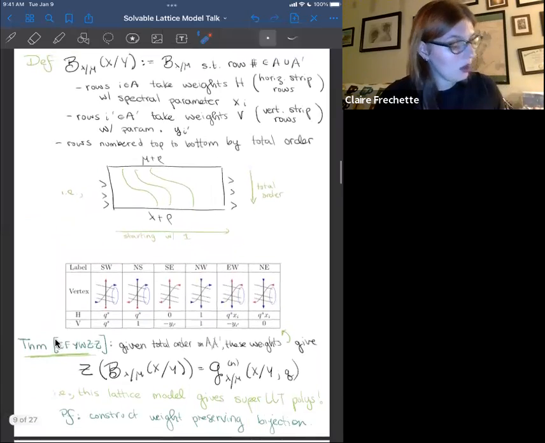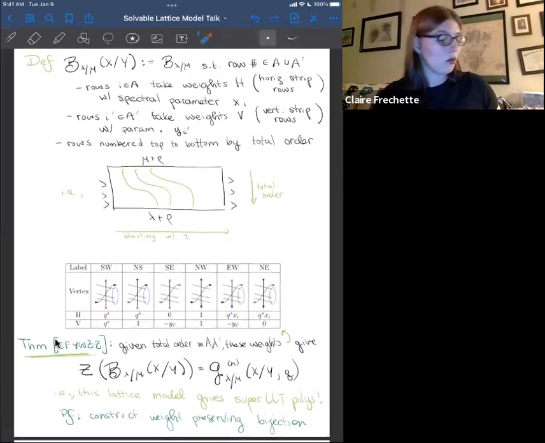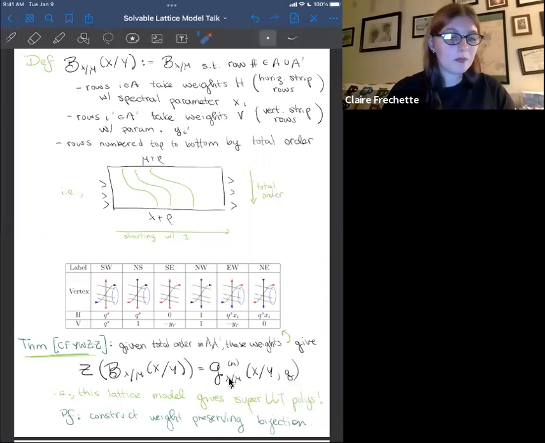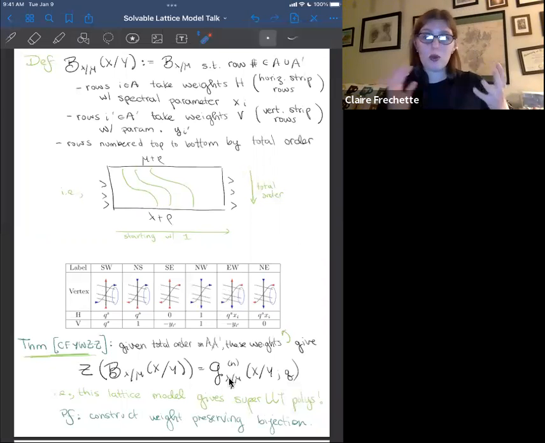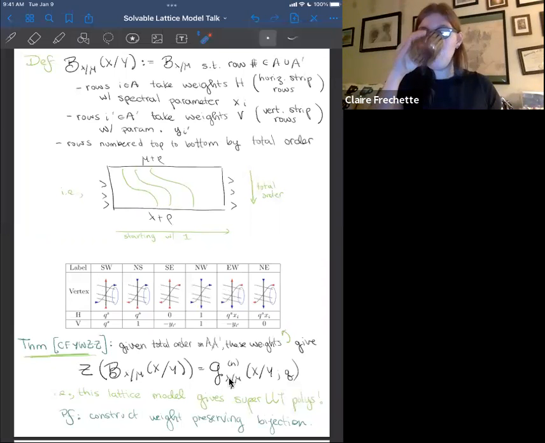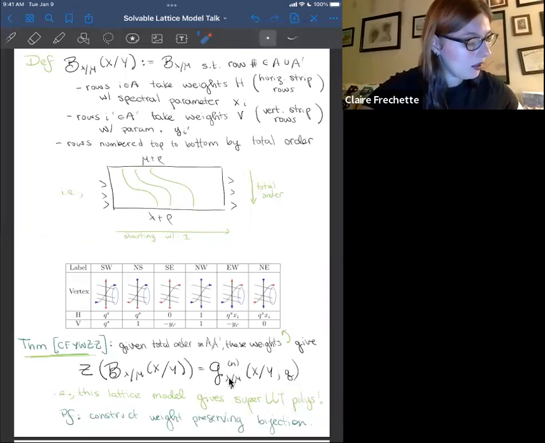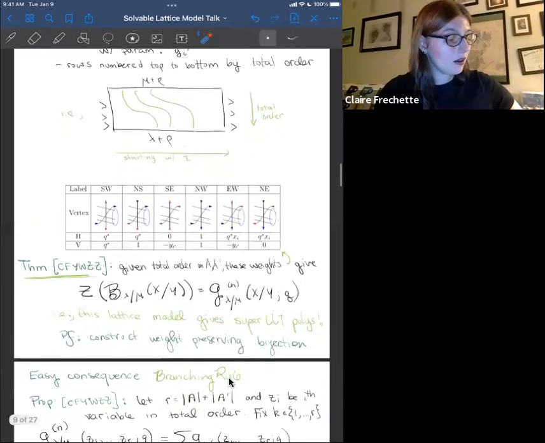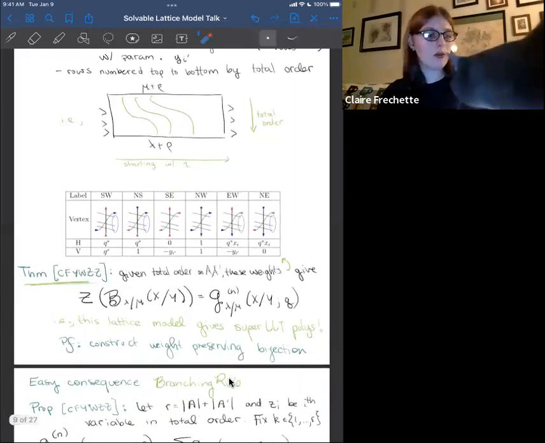So one of the main theorems of this paper is that given this set of weights, the partition function of our lattice model is precisely the superLLT polynomial. And the way that we proved that was by constructing a weight-preserving bijection between the super ribbon tableaux and the lattice model fillings. Then one fairly immediate consequence from this lattice model is that we get a branching rule.